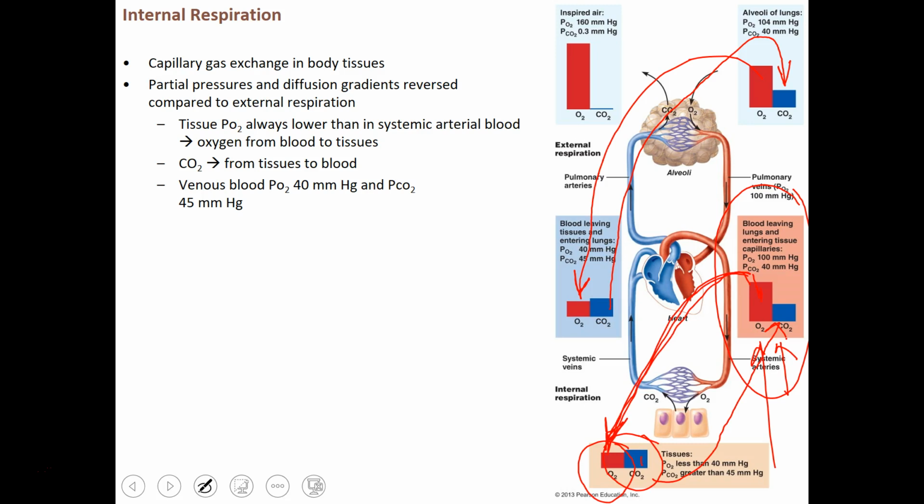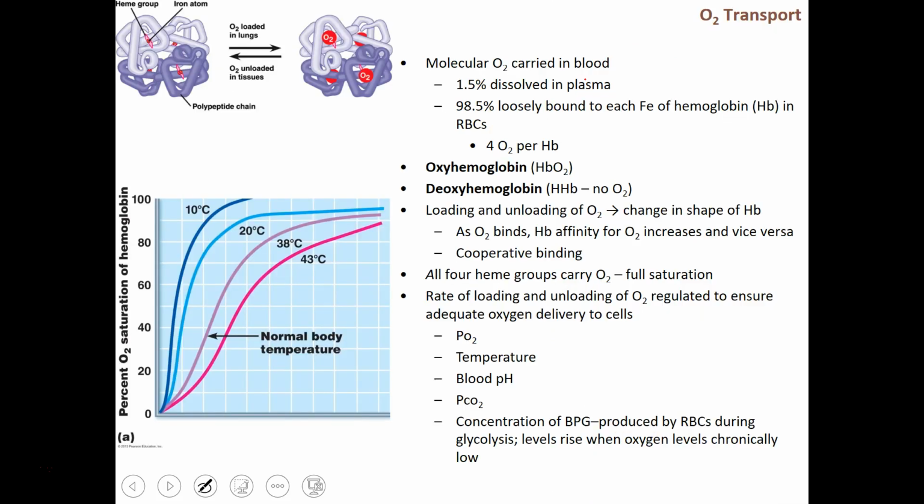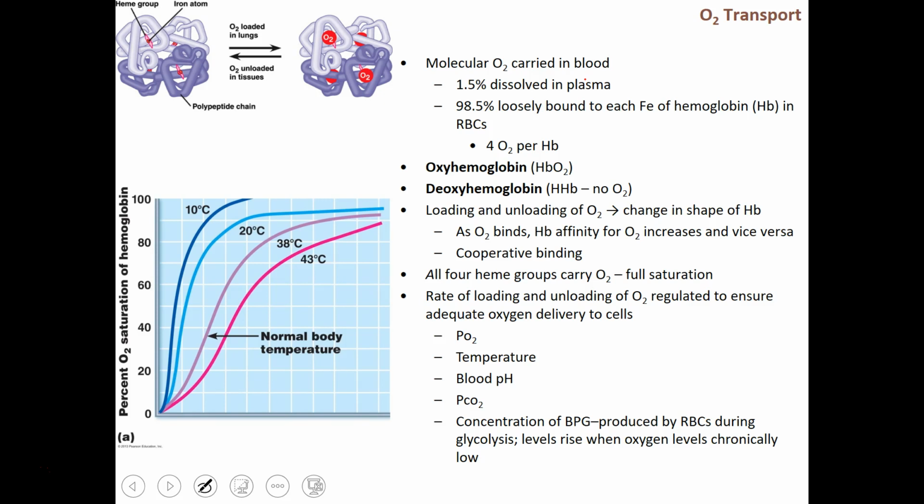Remember, gas always diffuses from high partial pressure to low partial pressure. Okay, so partial pressure of CO2 in tissues is higher than partial pressure of CO2 in the systemic blood. There you go. CO2 diffuses into the systemic blood. And then this blood, now with low oxygen and high CO2, gets into the alveoli, and the gas exchange happens again. Now, what carries oxygen in the blood? We're going to talk about it. I'm going to wrap it up. It's going to be a short and sweet presentation.